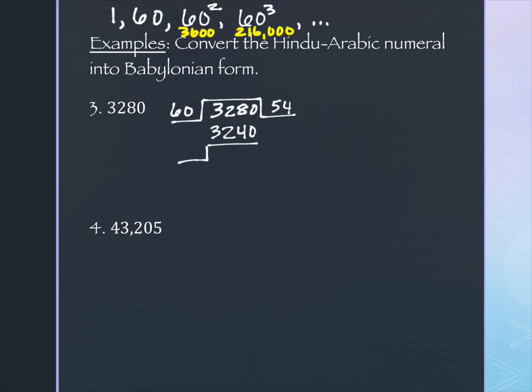Okay? And we subtract, just like with long division. So what is 3280 minus 3240? It's 40. And then we go down one place value. So we started with the place value of 60. The one before that happens to be the number 1, so we'll use the 1. How many times does 1 go into 40? 40 times. 40 times 1 is 40, and we have 0.